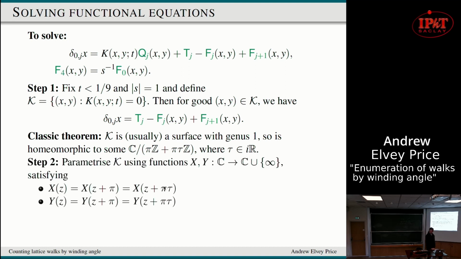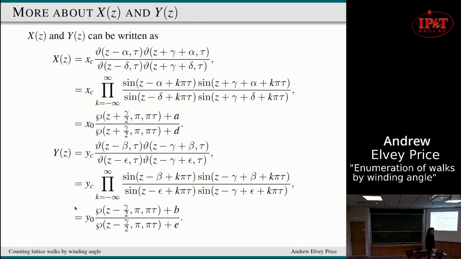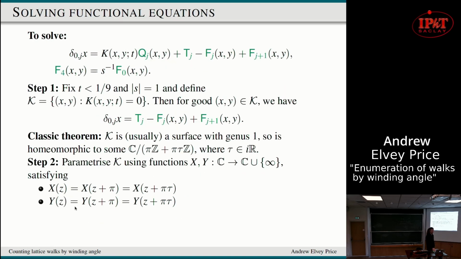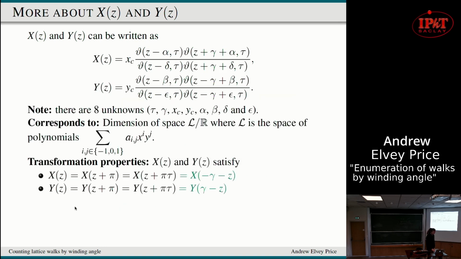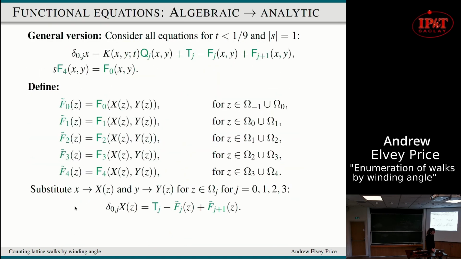Okay, so I should go over this quickly, but since it's a surface of genus 1, we can parameterize it with functions satisfying equations like this. I'll skip the bits where I talk about more information about x and y. The important thing to know is that x and z and y and z parameterize this curve on which the kernel is 0. And now if we skip all this stuff, recall that we were trying to solve these equations.